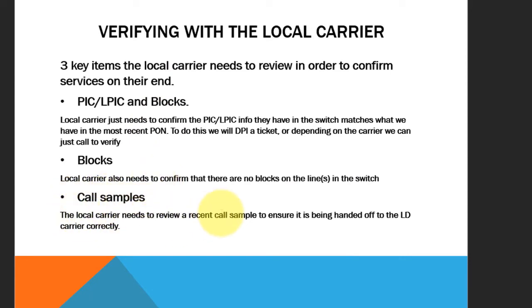The local carrier needs to review a recent call sample to ensure it is being handed off to the long distance carrier correctly. So I know I mentioned earlier in this training video how the long distance routing works, right? How does it work? The local carrier will route it to the long distance carrier. So when we're sending them a call sample, what we're doing is we're asking them to make sure that they are passing off the call correctly. That's why we give them a call sample.